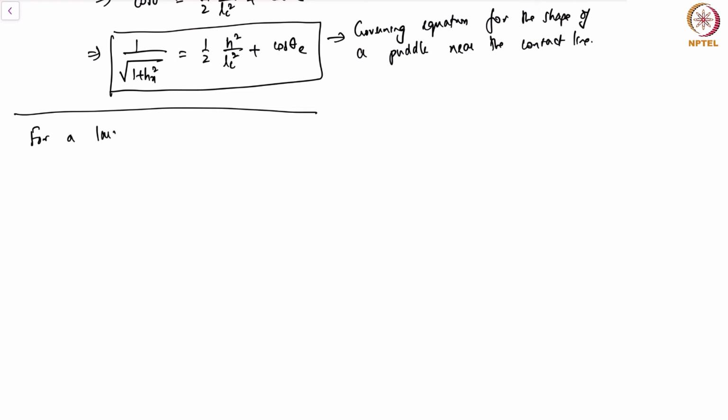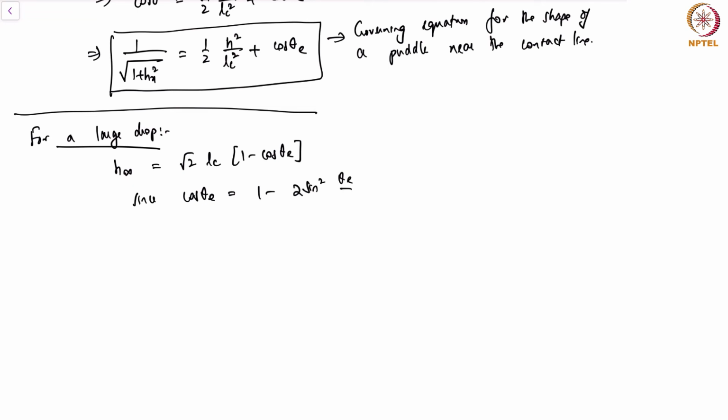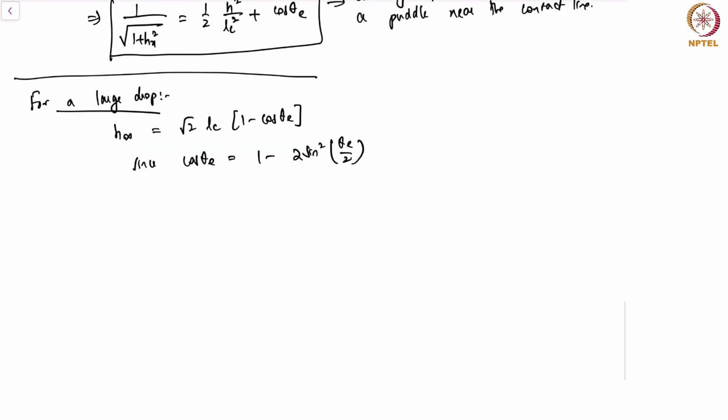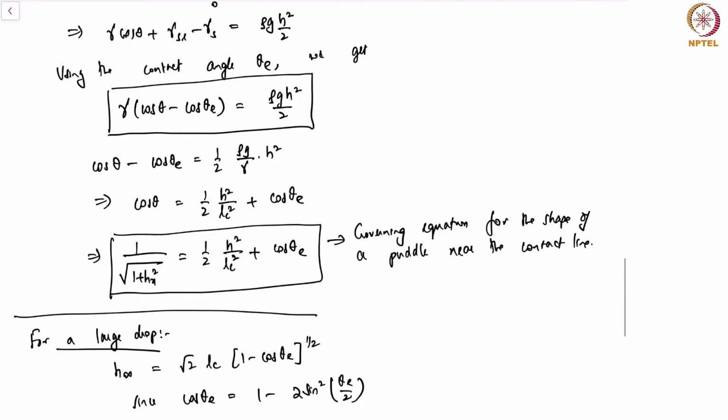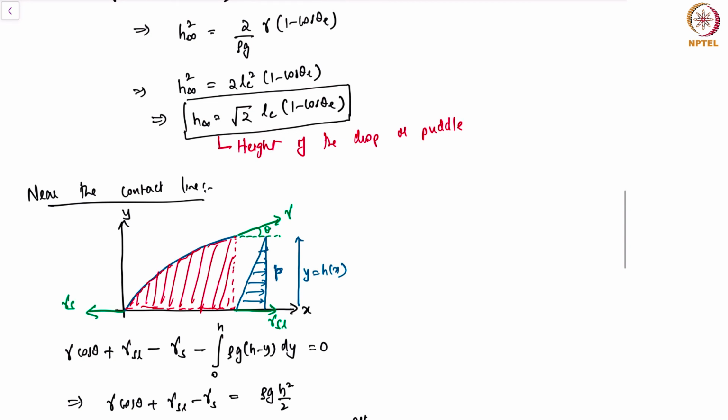So for a large drop, we already found that h infinity that we got was root 2 LC into 1 minus cosine of theta e, correct? Since cosine of theta e is 1 minus 2 sine square of theta e by 2, this will be square root of half. Did I move? Oh, I forgot this half here. Please correct that. This should be square root of half.